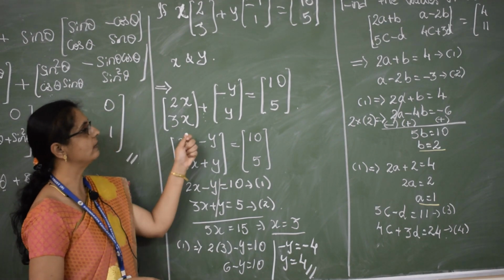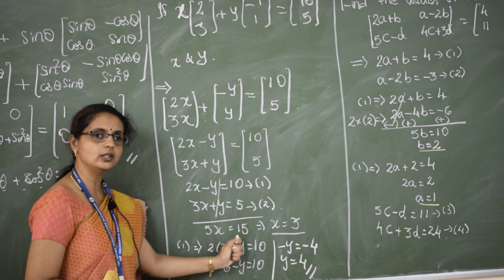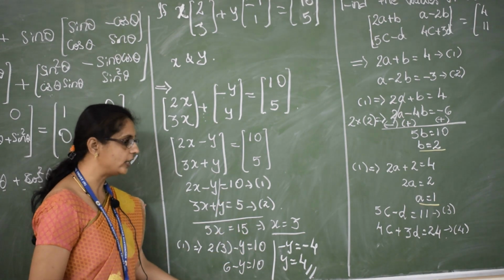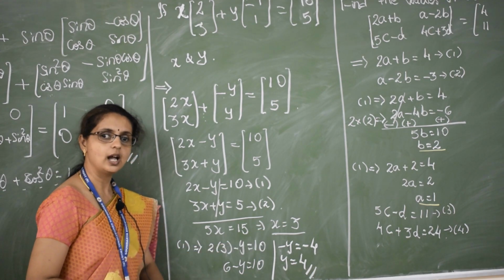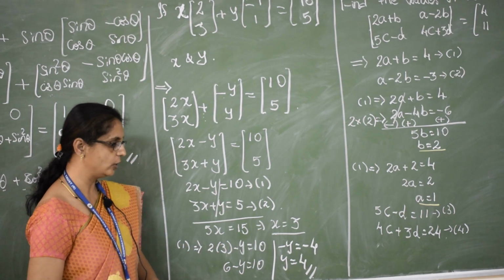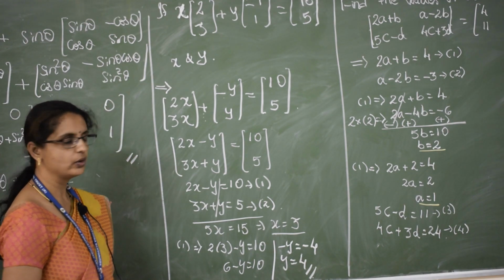So when two equal matrices are given, we are going to convert them into two simultaneous equations and calculate the values of the unknowns here. Therefore, x is equal to 3 and y is equal to 4. Okay, sir.